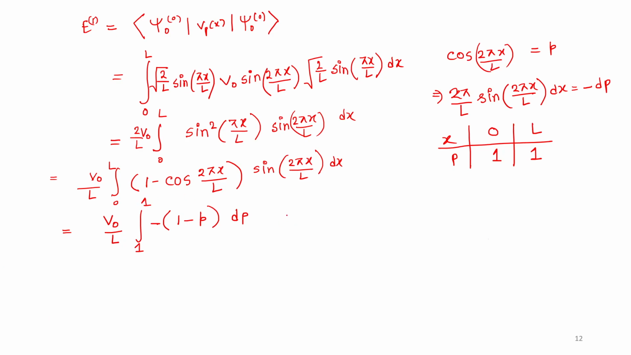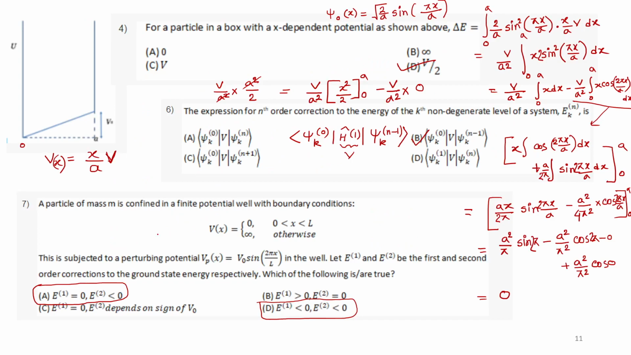So the 1 to 1 limit is always 0. So your E1 is 0, and already the E0 second order is going to be negative, right? Negative means less than 0. Okay, so actually this is correct.